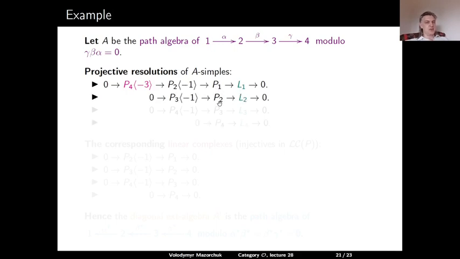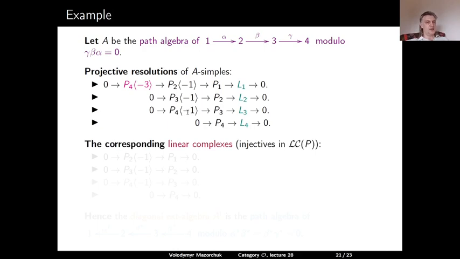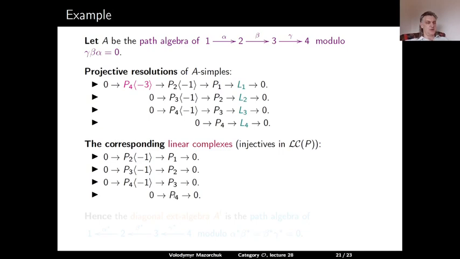So L2 is covered by P2 with the kernel covered by P3 shifted by -1, L3 is covered by P3, the kernel P4 shifted by -1, and L4 is just P4. So the corresponding linear complexes, which are the injective objects in the category of linear complexes, are: P2 shifted by -1 maps to P1, so the P4 part just disappears, and the remaining complexes are as here. P3 shifted by -1 goes to P2, P4 shifted by -1 goes to P3, and then just P4. So these are the injectives in LCP.